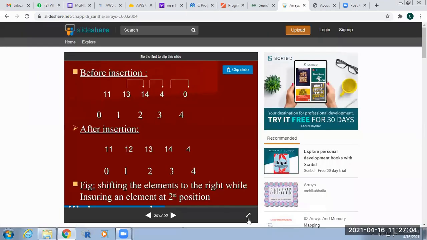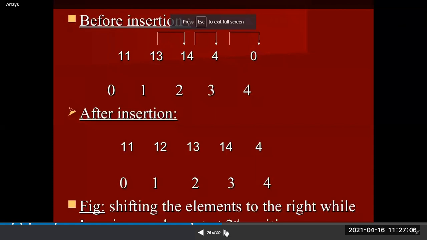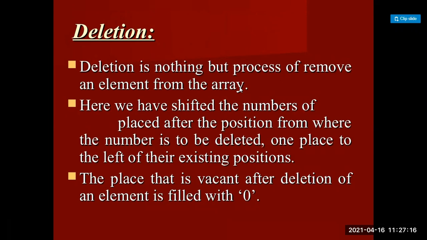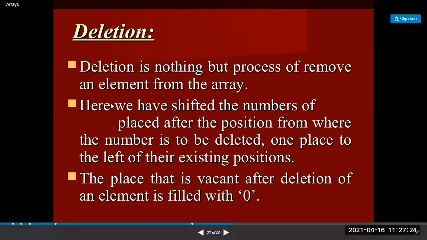Next, move to the next one. That is another operation, the deletion operation. Deletion is nothing but the process of removing an element from the array. So in an already created array, if you want to delete an element, you can delete it and rearrange that place with the remaining values. Here, you have to shift the elements after the position from where the number is to be deleted.